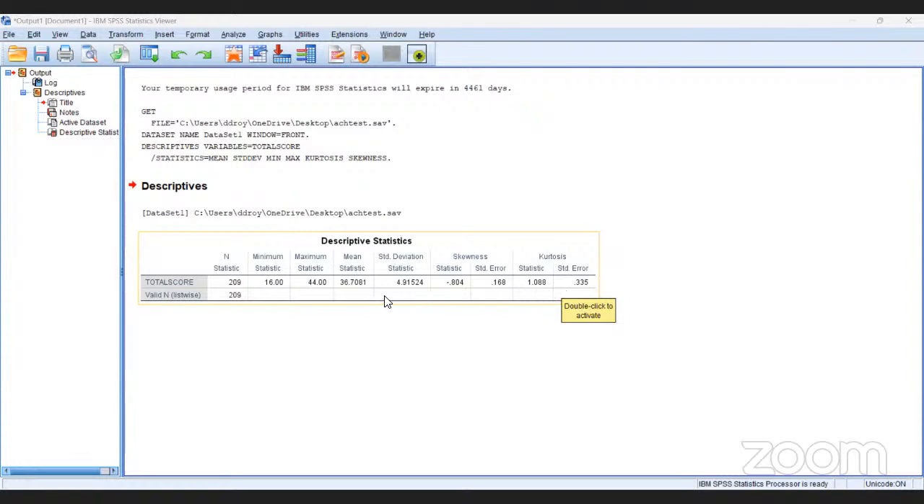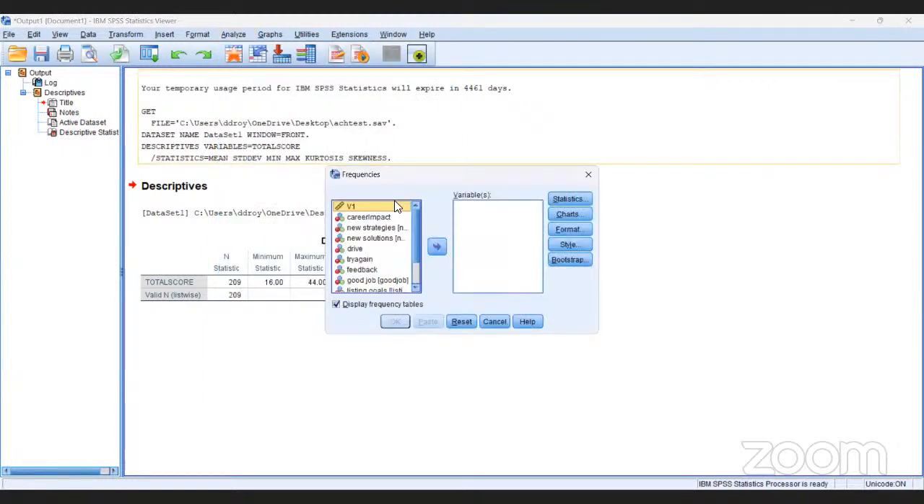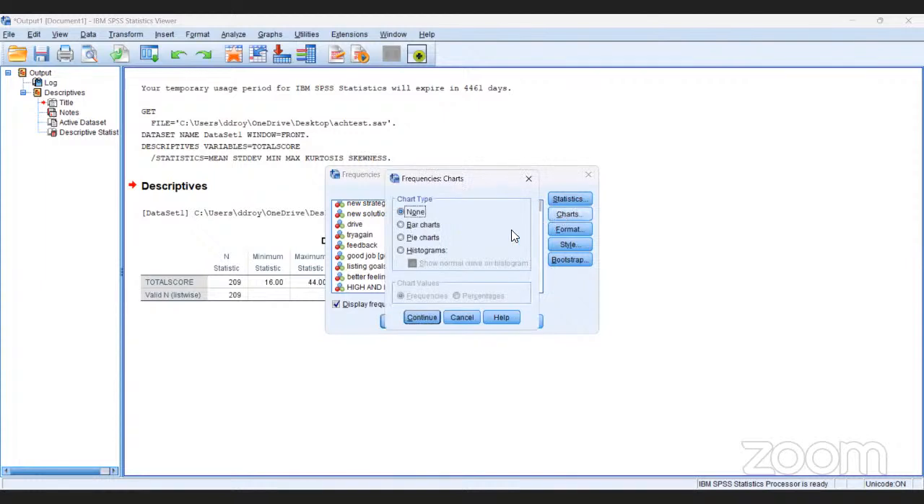So this is the descriptive statistics. Initially, I have to study the dependent variable. And there is another thing. In descriptive statistics, I can check the frequencies. Total score. I am using the charts, and it is histogram, with normal curve on histogram. This is visible? Yes, sir.